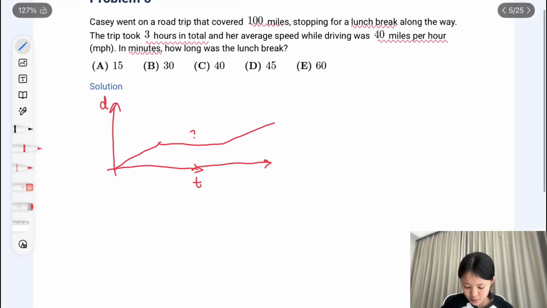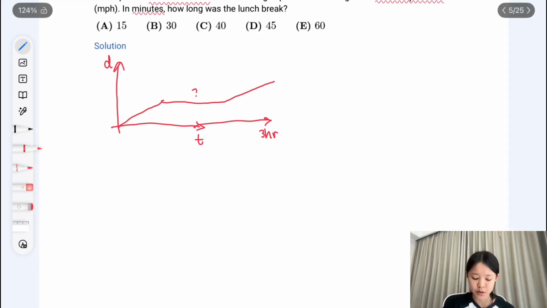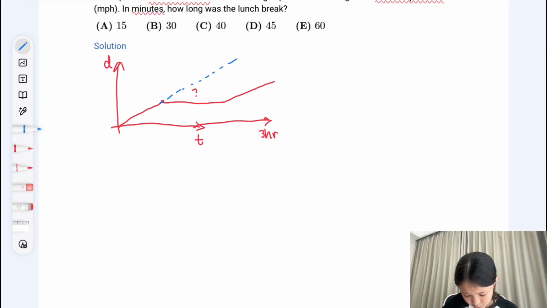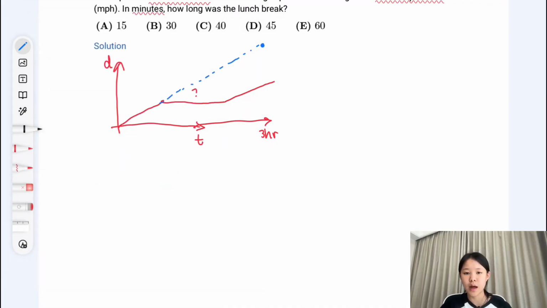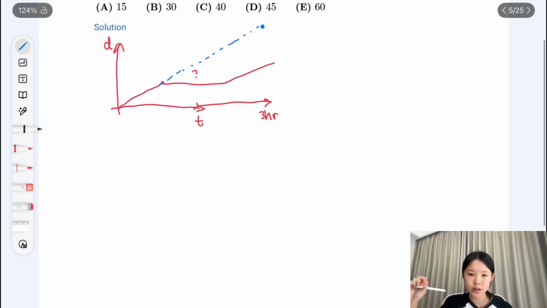And then she would continue moving. So time in total was 3 hours. You can think about it this way: how much time should she have moved if she had not stopped for that lunch break? If we look at the blue line, that would probably be something like this, and she should have been at this point. So if we can find how long she should have been moving, we can find out how much time she was not moving for, because that is the difference between what she should have reached, the blue line, and the red line, right?